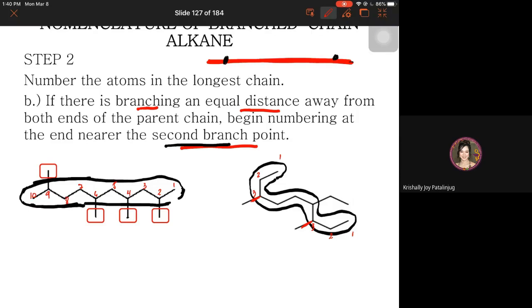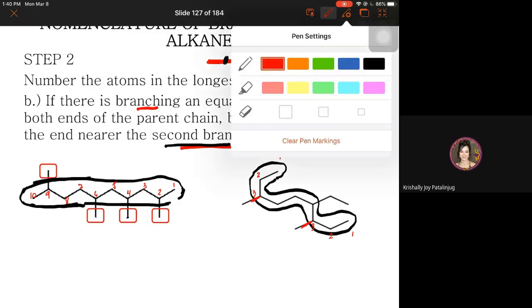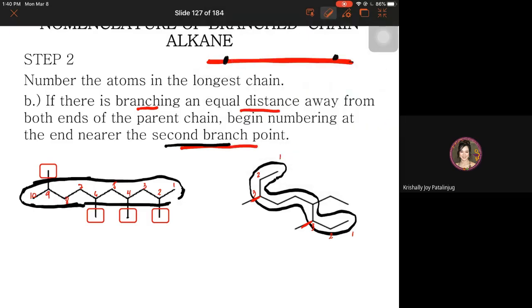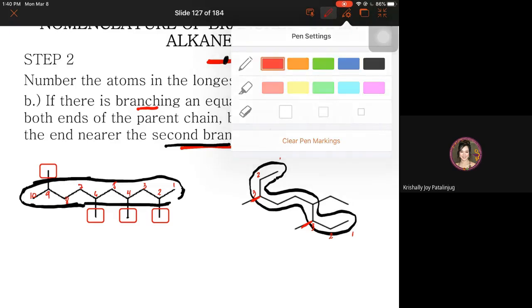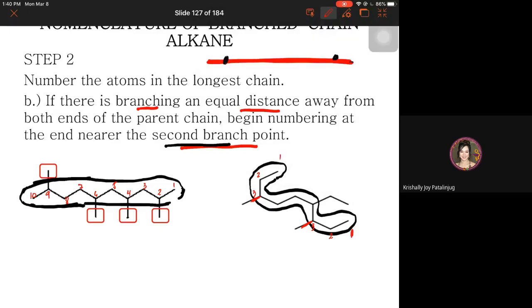Which do you think would be carbon 1? The one on the top or bottom? Okay, very good. The one on the bottom. Okay, so this would be your carbon 1. Ito yung carbon 1. 2, 3, then 4. Kasi yung second branch point, makikita agad sa fourth carbon. Okay? Then 5, 6, 7, 8, 9.